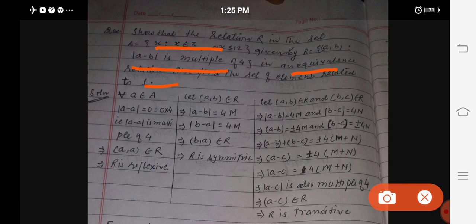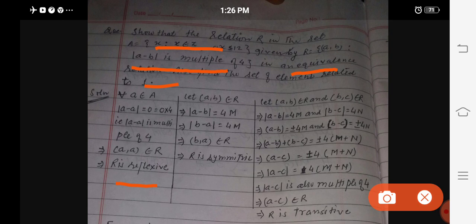For every a belonging to A, a is an arbitrary element of the given set A. Mod of a minus a will be 0, and 0 is a multiple of 4 also. It means mod of a minus a is a multiple of 4. It means (a, a) belongs to R. It means R is reflexive.